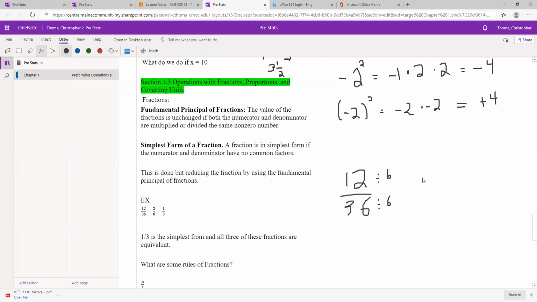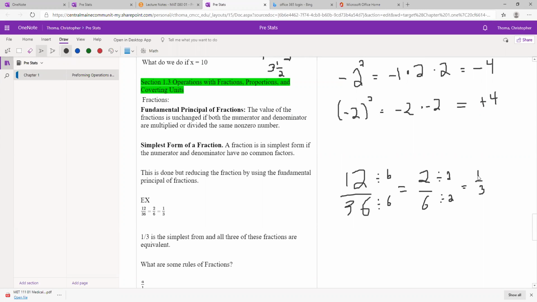12 divided by 6 is equal to 2. 36 divided by 6 is equal to 6. And I am now at 2 over 6. These are still both even, which means I can also divide both by 2, which gives me the answer of 1/3. Now I am down to a prime number, 3, which cannot go into 1. So I know this is as far as I can reduce this problem.